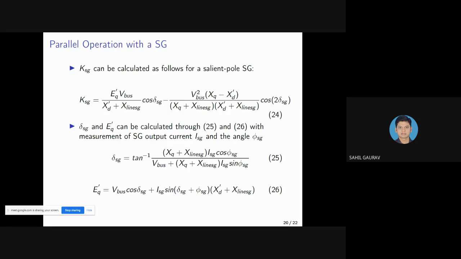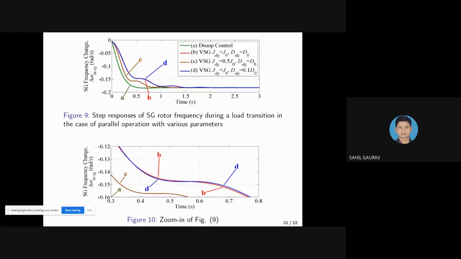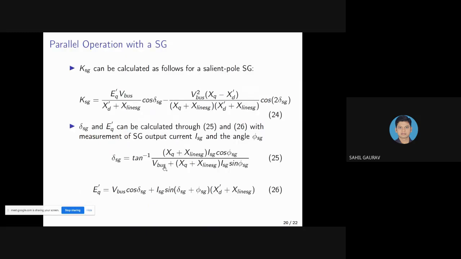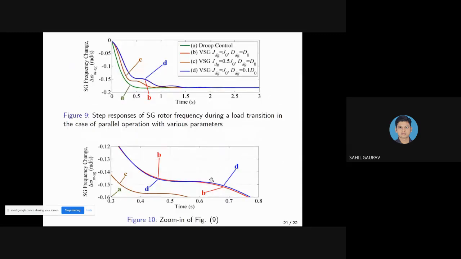Now, since we have all the parameters, it is possible to calculate the step responses of synchronous generator rotor frequency during a small loading transition, and the results are shown in figure 9. So figure 9 is the step response of synchronous generator rotor frequency during a load transition in case of parallel operation with various parameters. And from figure 10, which is just a zoom in of figure 9, we can make the following conclusions.